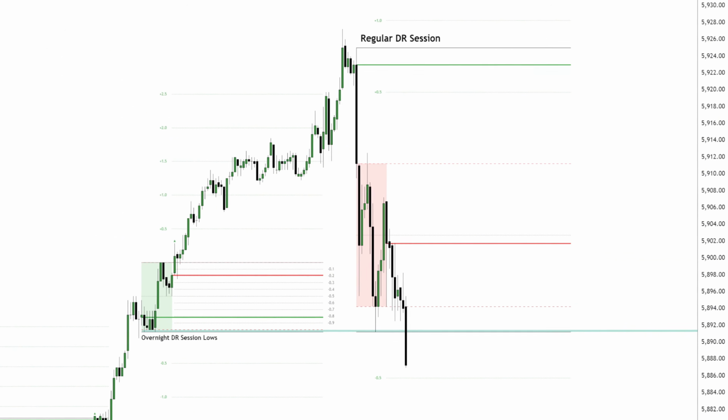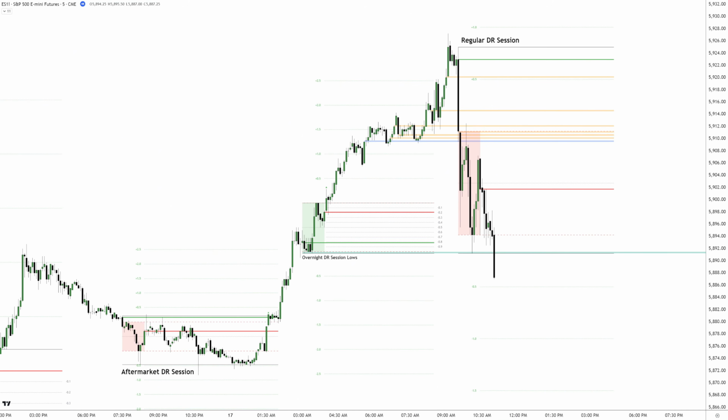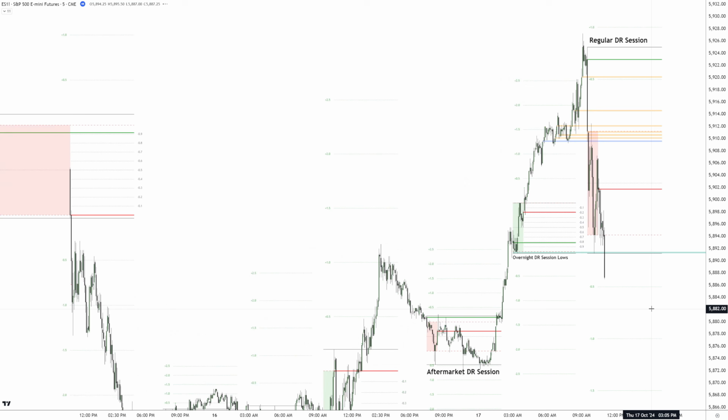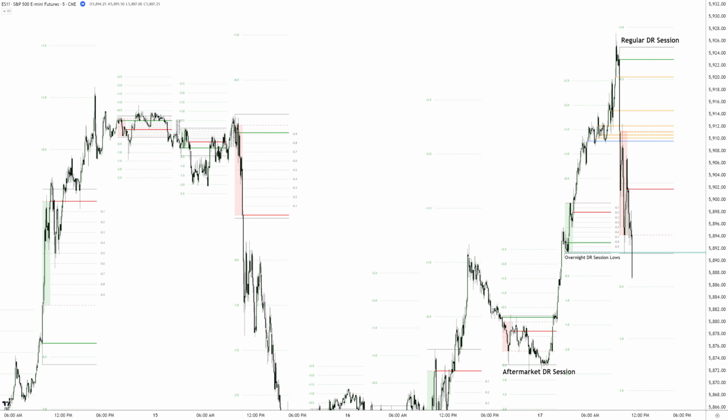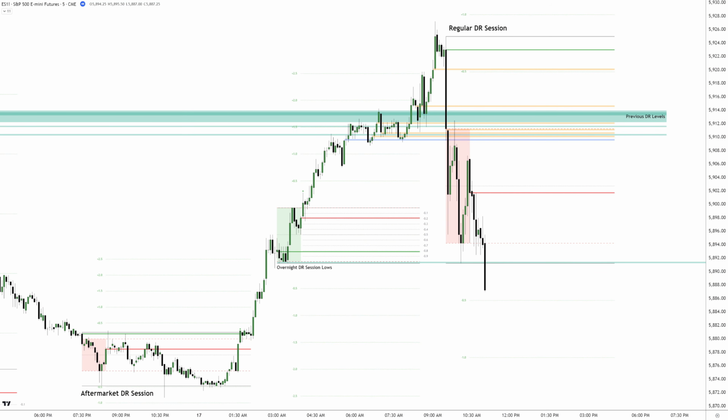In terms of WIBs and GIBs, we have a beautifully clustered area at the top of the current range, offering potential confluence for a setup. Looking left into this week's price action, we also see a lot of previous DR sessions lining up, adding extra strength to our analysis. Now that we're prepared, we wait for a retracement.